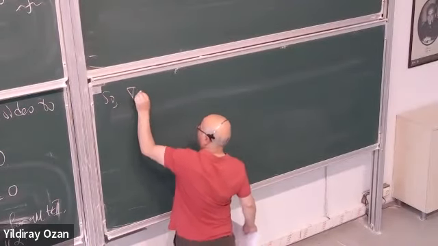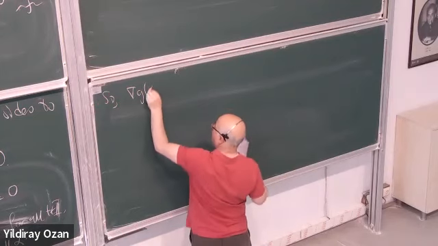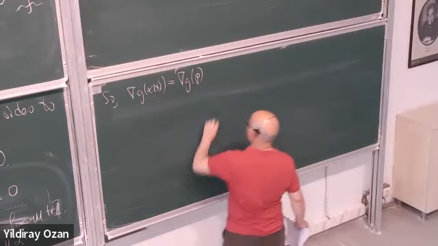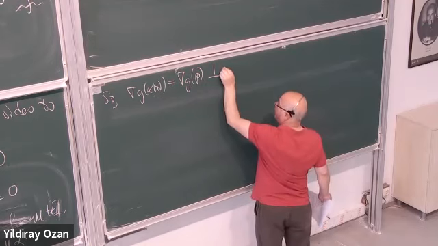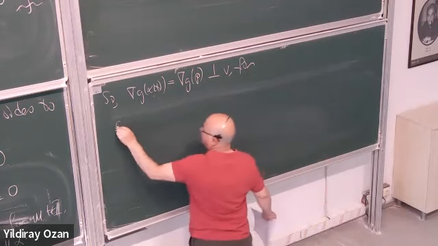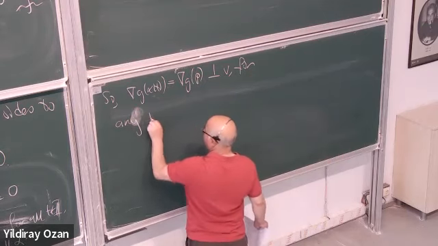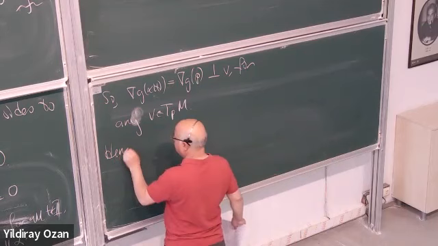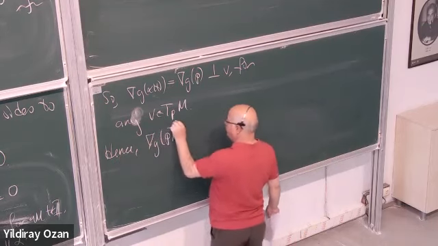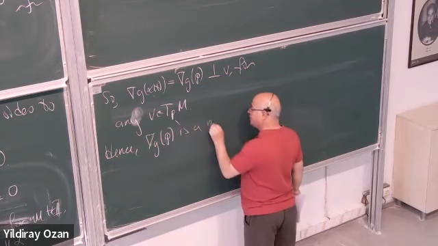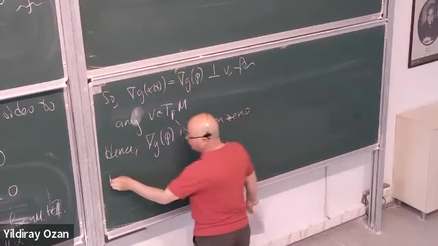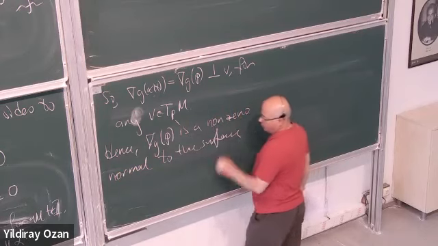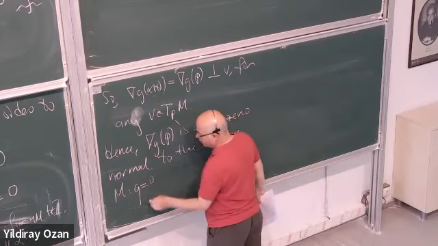So the gradient of G at this point, let's say this point is P, is perpendicular to any vector V in T_P M. So hence it is a non-zero normal vector to the surface M given by this equation.